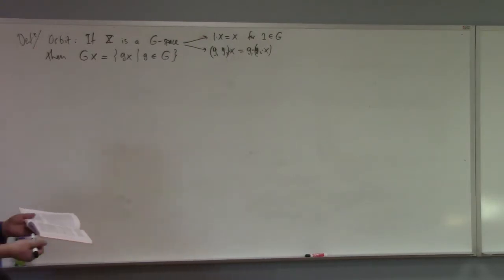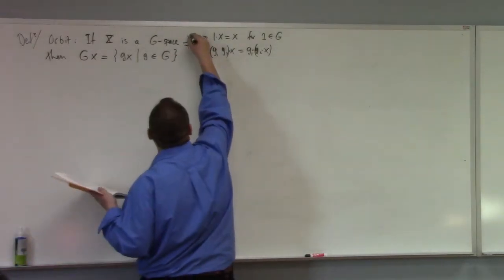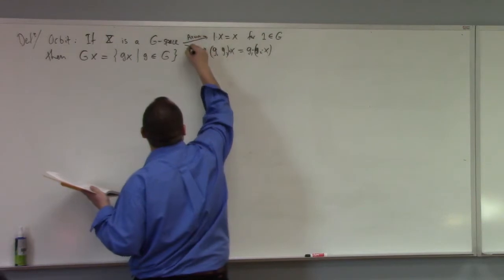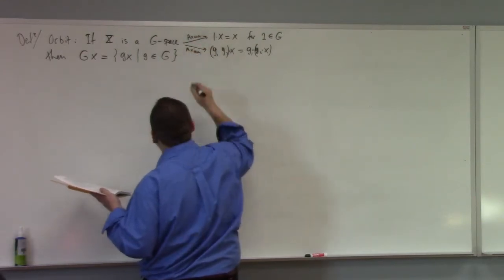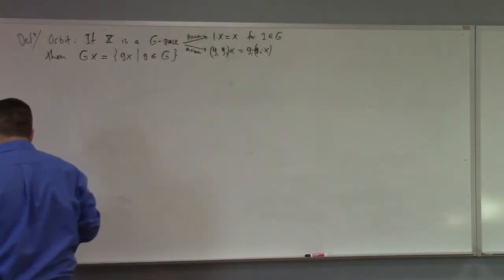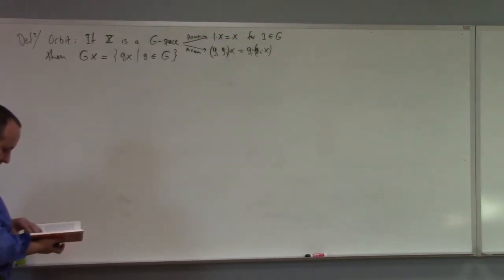Anyway, this is axiom 1 and axiom 2 for a group action. And again, we're assuming that, as he says, G is a topological group. So that's an orbit.